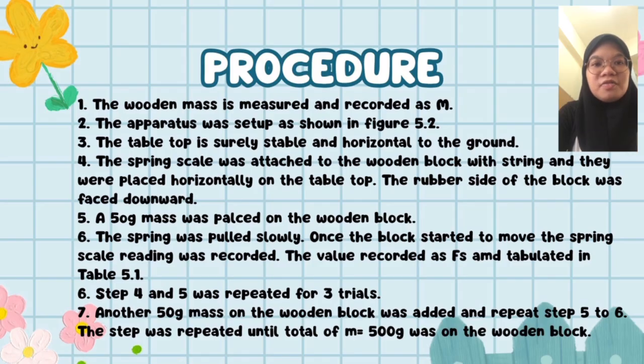7. Steps 4 to 5 for 3 trials are repeated. 8. Another 50 gram mass is added on the wooden block, and steps 5 to 6 are repeated. The steps are repeated until the total added mass is 500 grams on the wooden block.